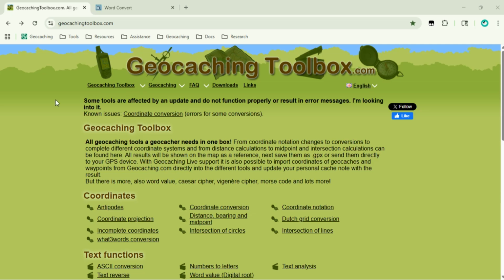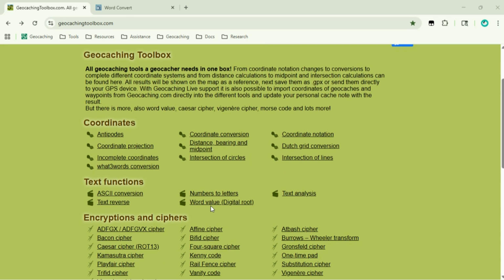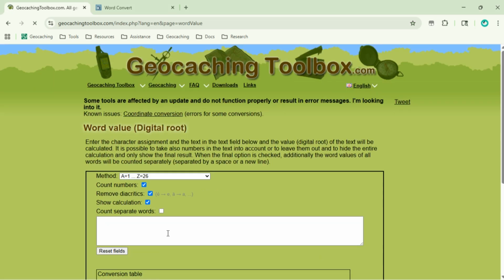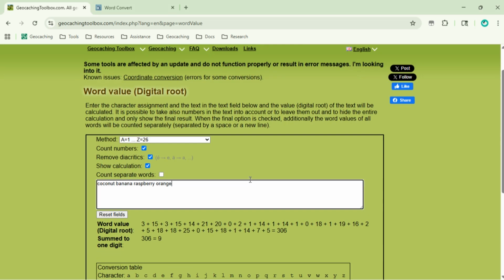So these are two tools, and I'm going to show how they work and how they can make it easier for you so that you don't have to do all the calculations manually, but also kind of remind you of the things to try. Let's take a look at those. So here are the two tools. I will start with Geocaching Toolbox, and it has an option here, word value or digital root. And if we go there, we can enter our words.